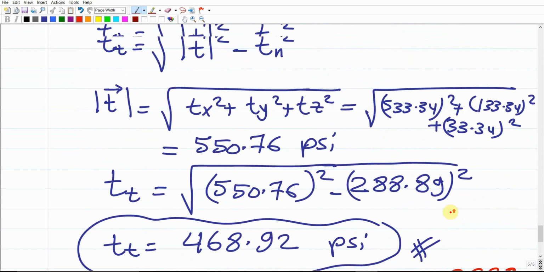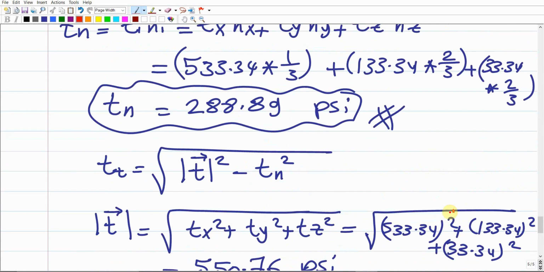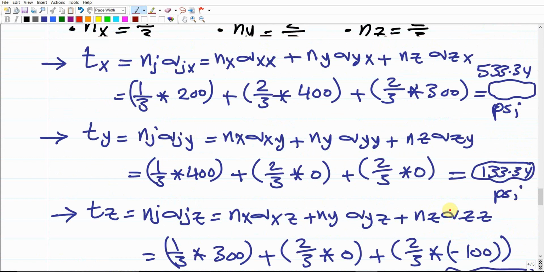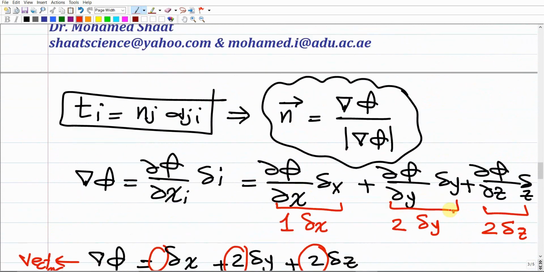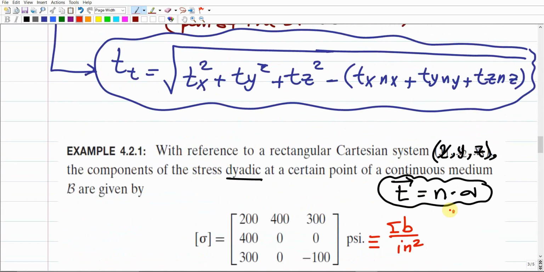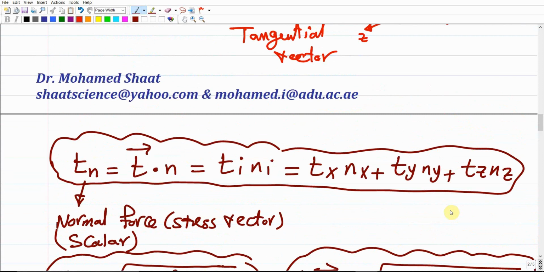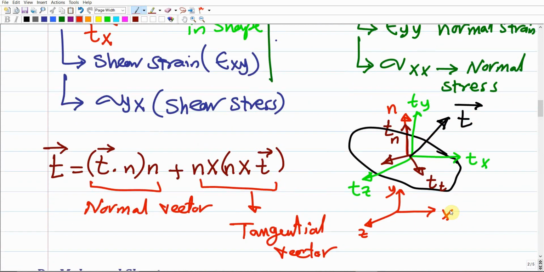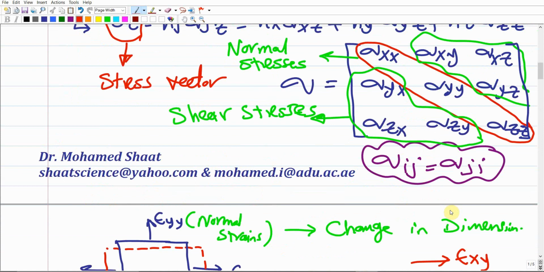Make sense? So this is the first part of today's lecture, just to explain to you the relation between the stress tensor and the stress vector, or the stress tensor and the components of the surface tractions acting on the continuum.